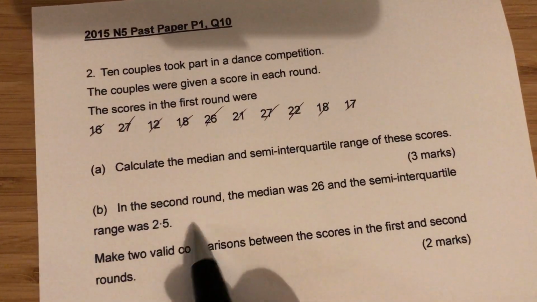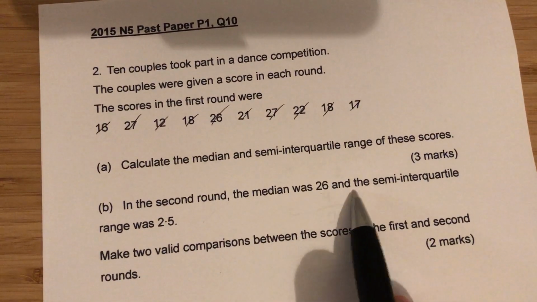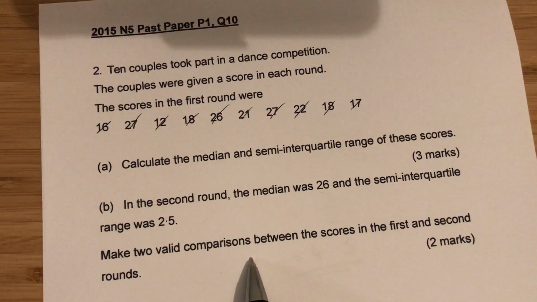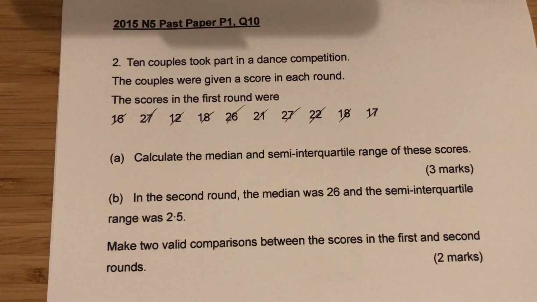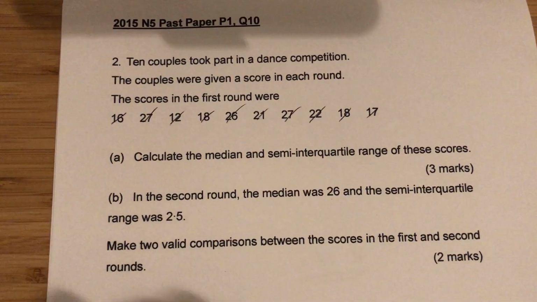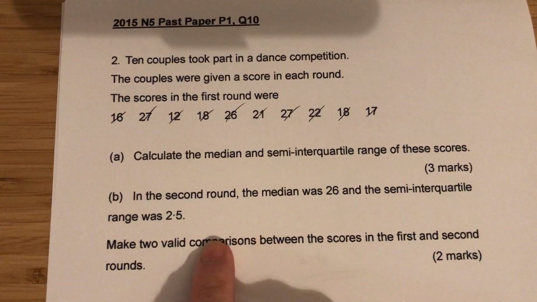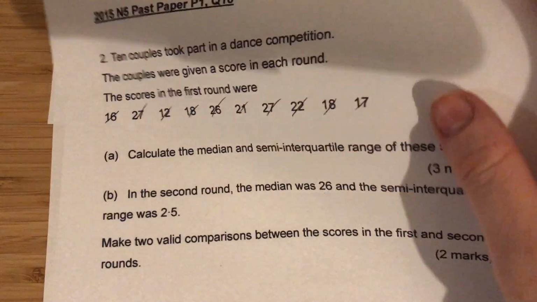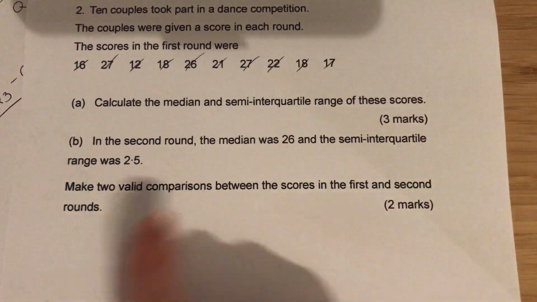Now, just looking at part B for this, it says in the second round, the median was 26 and the semi-interquartile range was 2.5. Make two valid comparisons. So if you watch my standard deviation tutorial, I've mentioned that I'm going to show you how to make these comparisons in one more separate tutorial. So I'm going to use the data that we found for this one, and I'm going to do part B in the making two valid comparisons tutorial.